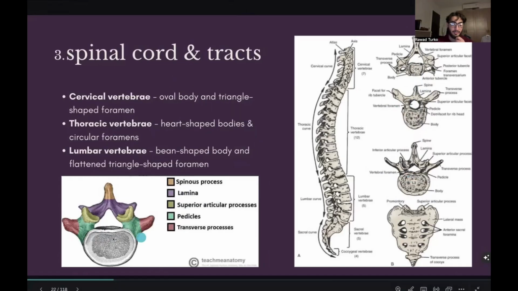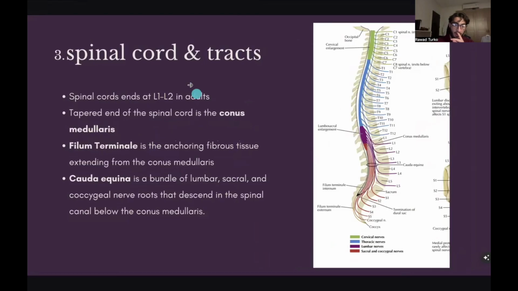And again, these are the different parts of the vertebra. You have the vertebral body here. These are the pedicles, the transverse processes, the superior articular processes, the lamina here, and then the spinous process. All right, moving on. So the spinal cord itself ends at around the level of L1 and L2, or L2 in adults. The tapered end of the spinal cord here is called the conus medullaris.